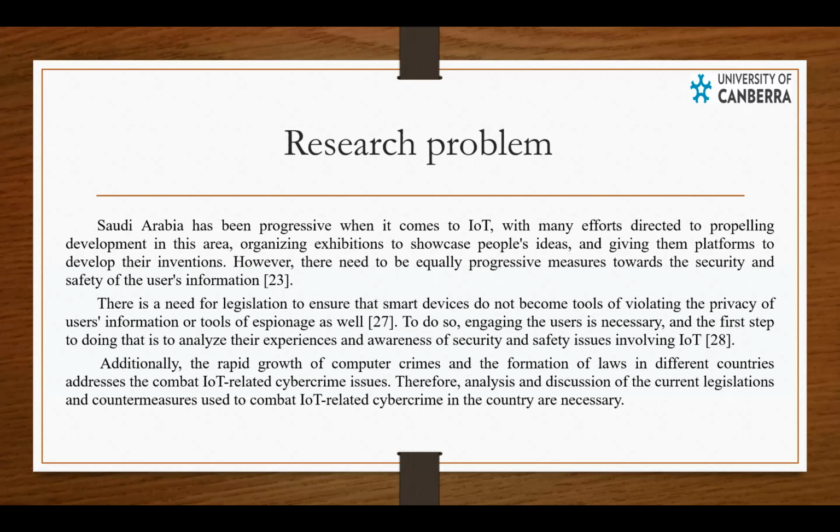To do so, engaging the users is necessary. The first step to do this is to analyze the user experience and their awareness of the security and safety issues involving the IoT. Additionally, given the rapid growth of computer crimes, the laws in different countries address how to combat IoT-related cybercrime issues. Therefore, analysis and discussion of the current legislations and the countermeasures used to combat IoT-related cybercrimes in the country are necessary.